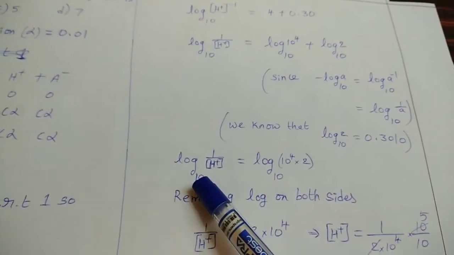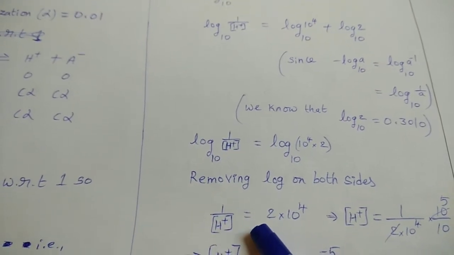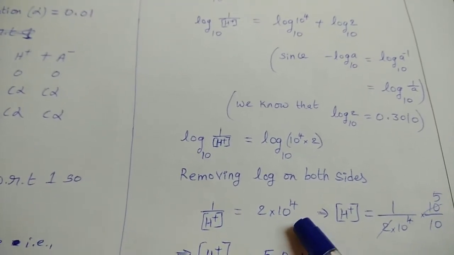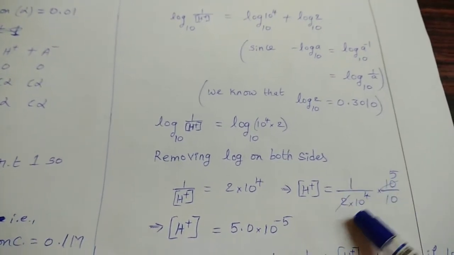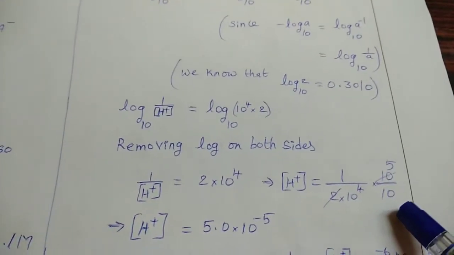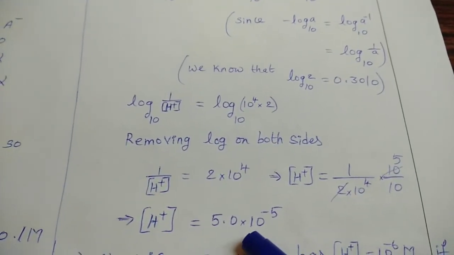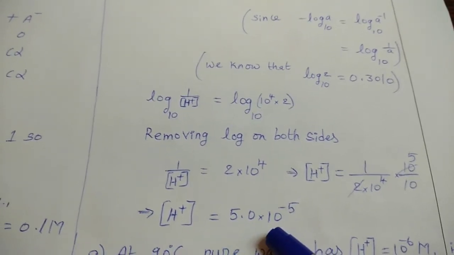Now remove logarithm on both these sides. Then we can get 1 by H plus ion concentration equal to 2 into 10 power 4. That implies H plus ion concentration equal to 1 by 2 into 10 power 4. So numerator and denominator multiply with 10. Finally we can get this one: H plus ion concentration equal to 5.0 into 10 power minus 5. So what is the option?